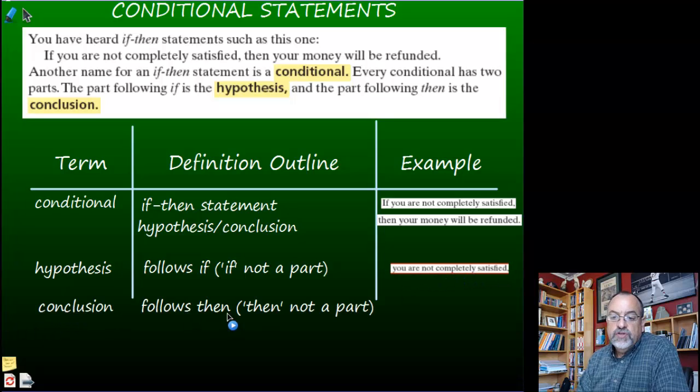The conclusion follows the word then, and again, then is not part of the conclusion. It's what follows the word then. So the words if and then really just give us a place where we can identify what the hypothesis and the conclusion are. We know what to look for, but once we've located them, the if and the then have done their job. They are no longer to be used as part of the hypothesis or part of the conclusion. So in our example, the conclusion would be what comes after the word then, which would be: your money will be refunded.